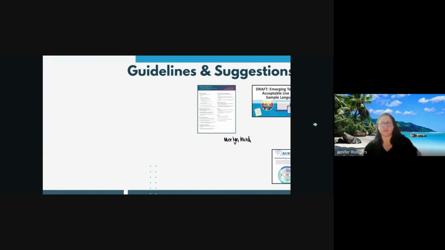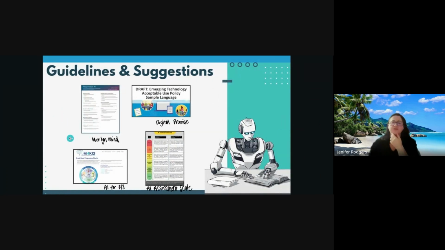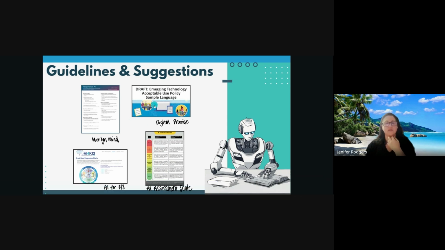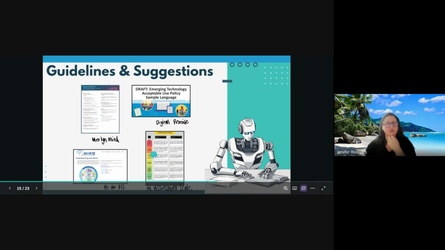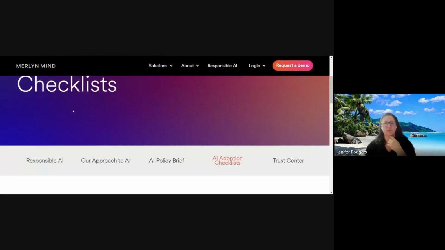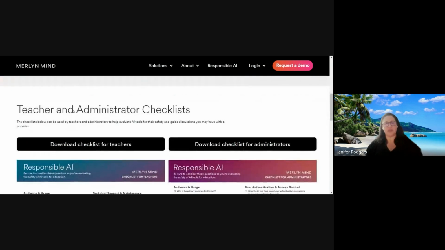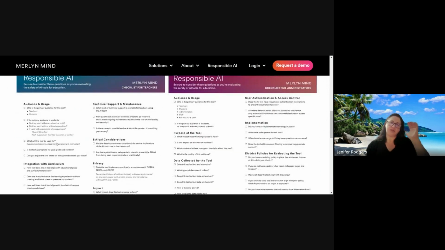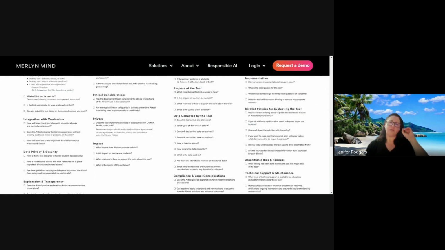I want to skip this slide for a moment and come to the guidelines and suggestions. These are links to other sites that have resources that will help you to understand acceptable use policies and that kind of thing, as well as what to look for. I really like this Merlin Mind link. If you click on that, it shows you this AI adoption checklist, and it has teachers and administrators. The administrators would be like IT and that kind of thing. So you would be looking at the left side checklist, which is the checklist for teachers, and it has a lot of things to think about.